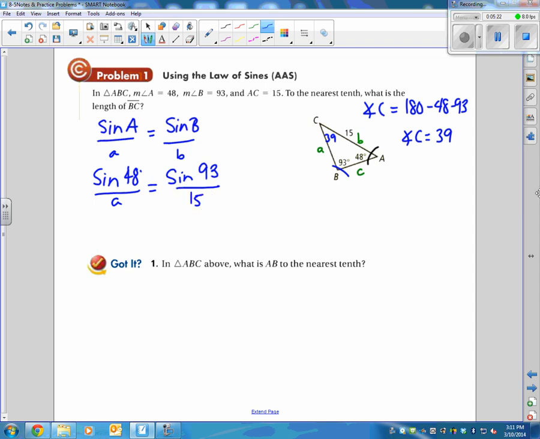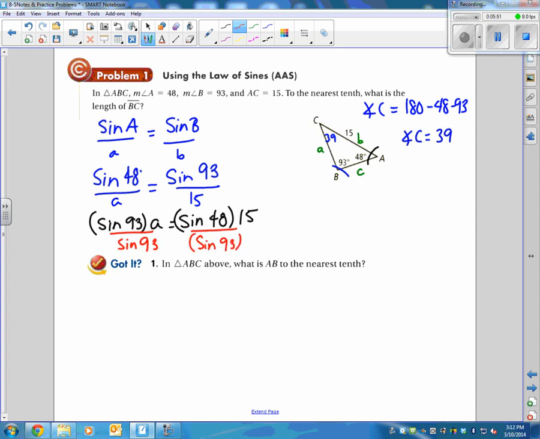At this point, I would just cross multiply. And I'm going to end up with the sine of 93 times a equals the sine of 48 times 15. Okay? And then finally, I'm going to divide both sides by the sine of 93.